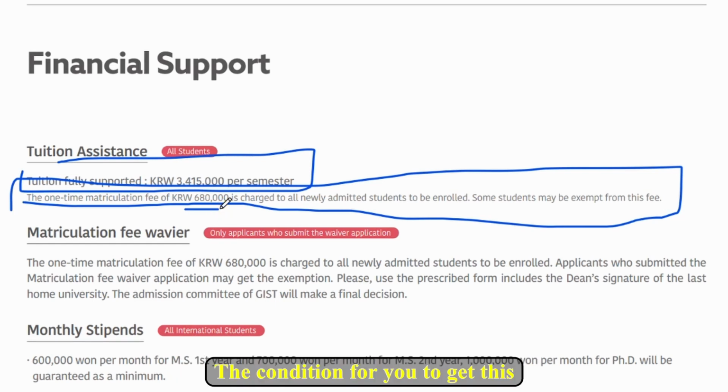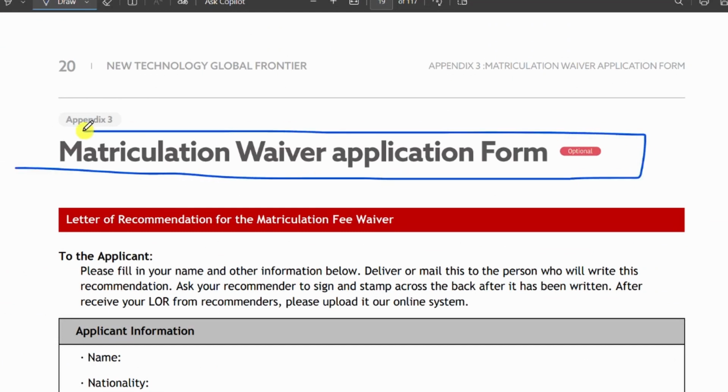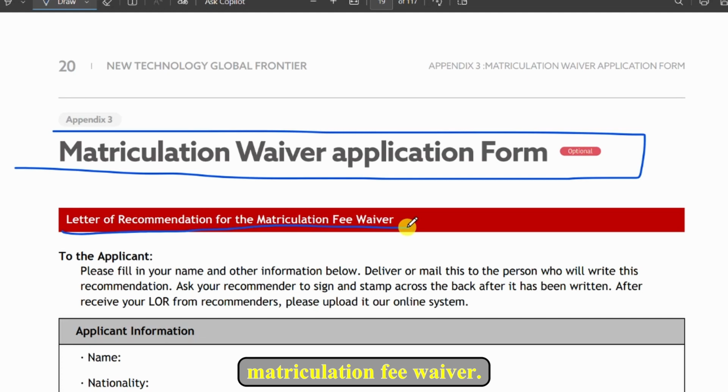The condition for you to get this matriculation fee waived is for you to get a letter of recommendation from either your dean or head of department of the graduating university. So if you graduated from a university and you want to now do maybe a master or PhD in South Korea, make sure that you get one letter of recommendation from your dean or your head of department, and this is a sample of the letter of recommendation that is supposed to be filled for the waiver. It is titled Matriculation Waiver Application Fee Form. Letter of recommendation for matriculation fee waiver.